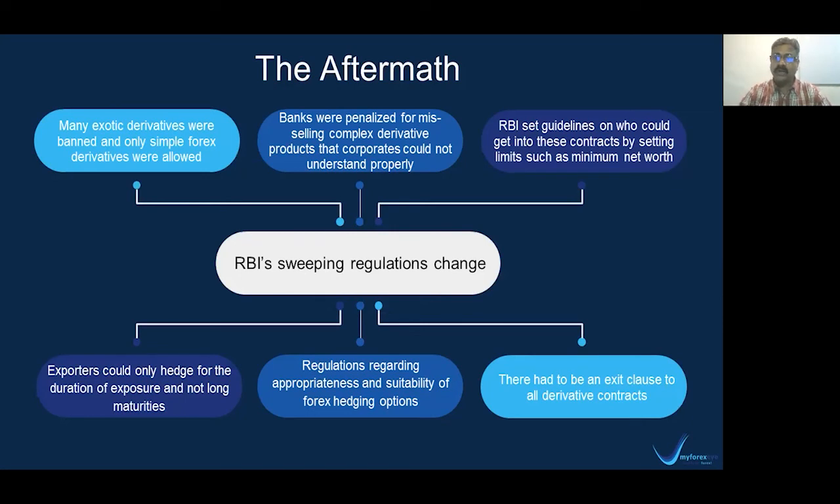There were also regulation changes regarding what we call the appropriateness and suitability of forex hedging options. Specifically, there had to be exit clauses defined in all the derivative contracts. There had to be scenario analysis explained in each and every derivative contract. So the bottom line was, since it was such a large pain period in corporate India, RBI came and made substantial changes in the regulations of doing derivatives in India, predominantly to make sure that these kinds of things do not happen in the future.